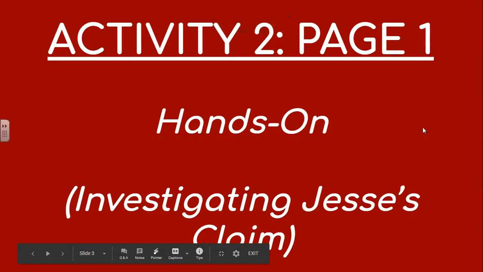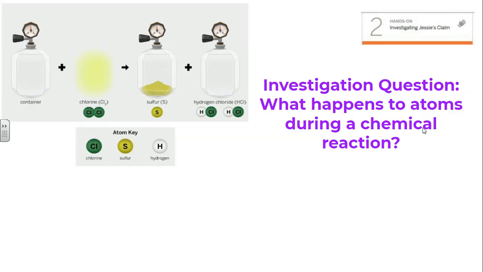All right, activity 2, we're going to break into 2 pages, and this is in Amplify, so we're going to work on page 1 first. Remember, the investigation question is, what happens to atoms during a chemical reaction?